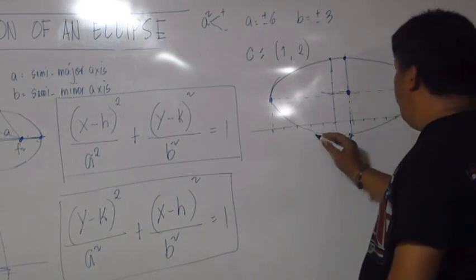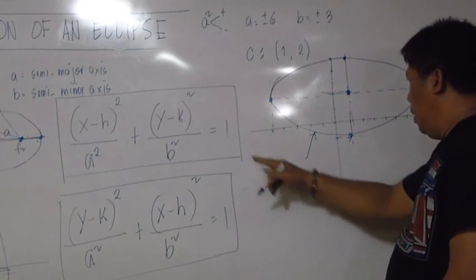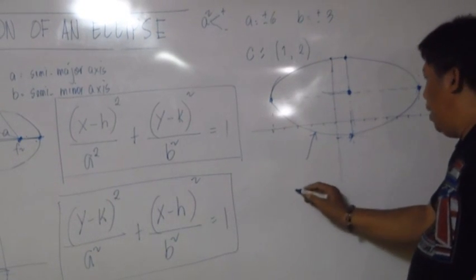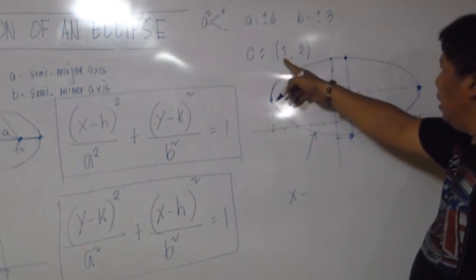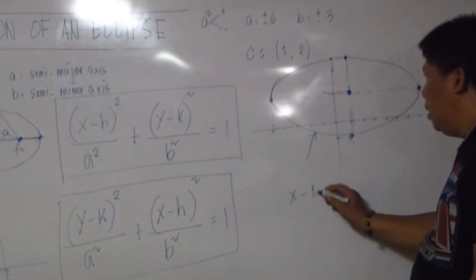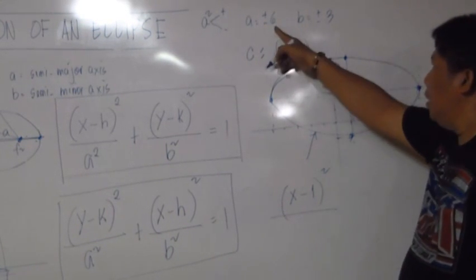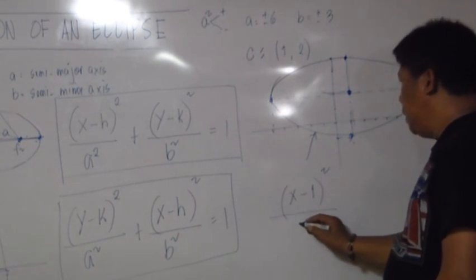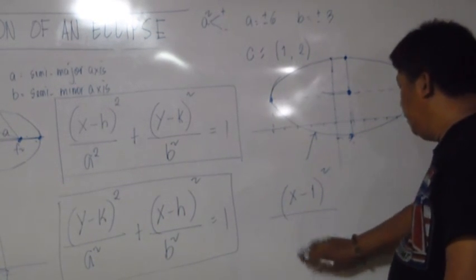So this ellipse, using this data, has an equation of this form: x minus h, where h is the x coordinate of the center, which is 1, then squared, over a squared. Our a is supposed to be 6, so this is 6 squared, or 36.